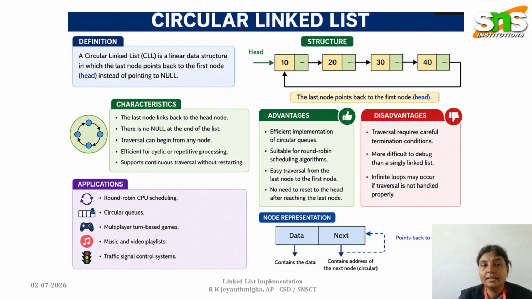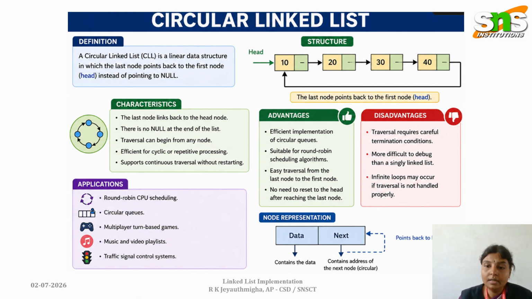Circular linked list, let's define it. It is a linear data structure in which the last node points back to the first node, the head, instead of pointing to null. So the characteristics of the circular linked list are: the last node links back to the head node. There is no null at the end of the list. Traversal can begin from any node, and it is efficient for cyclic or repetitive processing. It supports continuous traversal without restarting.